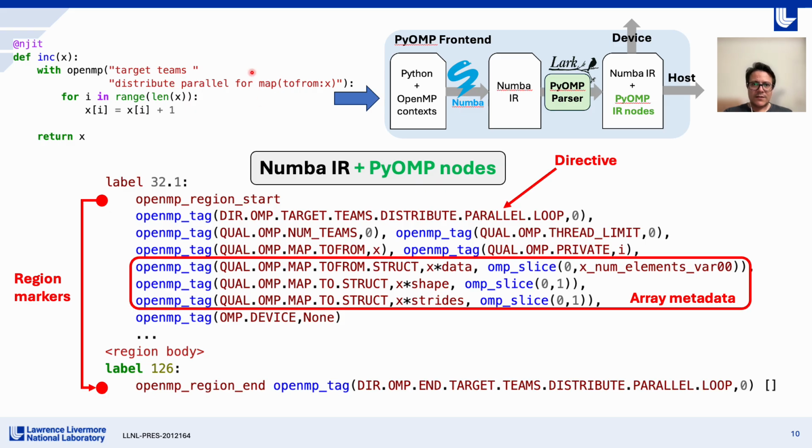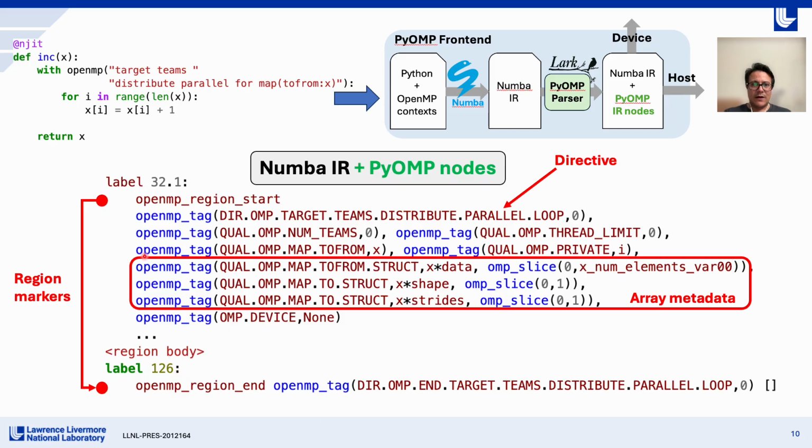We'll walk through a small example to show the compilation process using target offloading. Say we have an example kernel as the one at the top, which offloads a computation that increments element-wise a vector by 1. PyOMP, extending Numba, parses the directive in the context and emits OpenMP Numba IR nodes that mark the start and the end of the region, enclosing the region body.